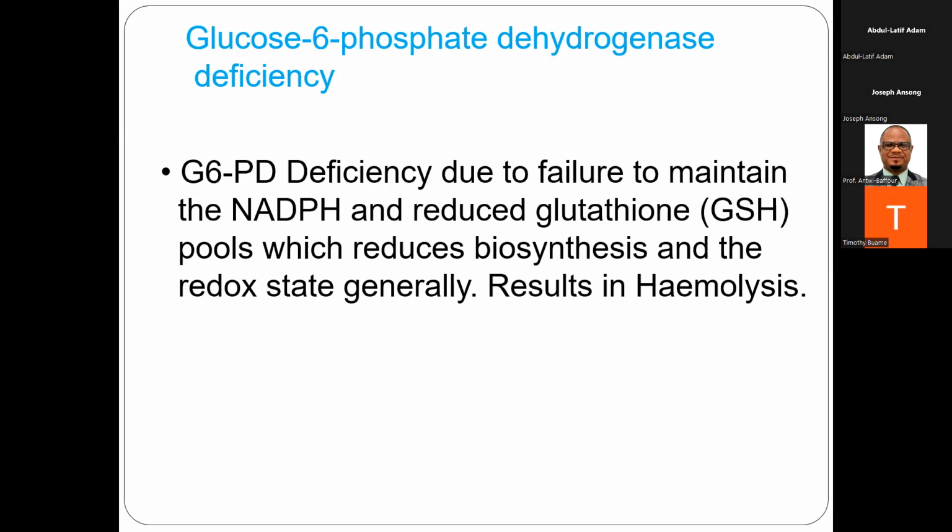Next is G6PD, glucose-6-phosphate dehydrogenase deficiency. Because of the failure of these enzymes, there is a failure to maintain energy and reduce the oxidative challenge. Because of it, biosynthesis and redox state are reduced. Simply put, the red cells cannot withstand stress and so they are destroyed.